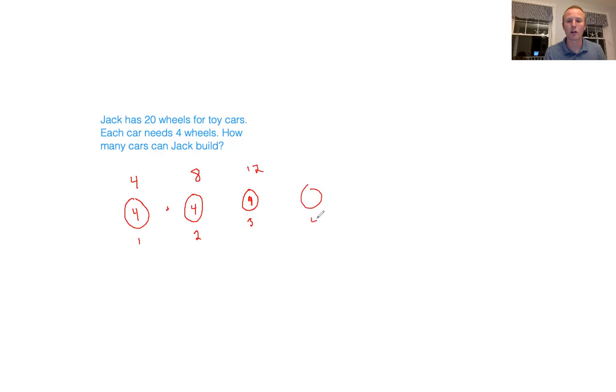We can build a fourth car because we're going to go all the way up until we get to 20. I've used 4 wheels on this, and 12 plus 4 more is 16. And since I still have wheels left, I'll build another car with 4 wheels, and now I've used 20 total wheels. So I can see that I've done 1, 2, 3, 4, 5 cars. So 20 wheels with 4 wheels on each car divided into groups of 4 equals 5 groups.